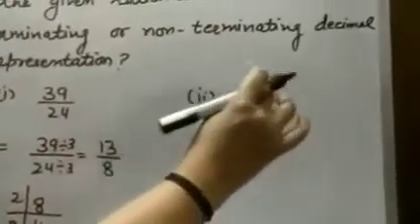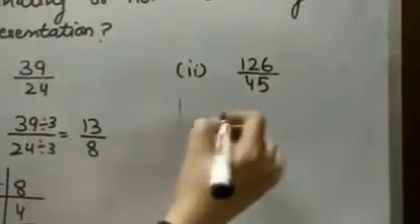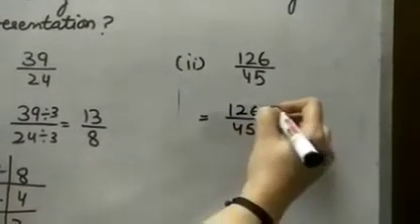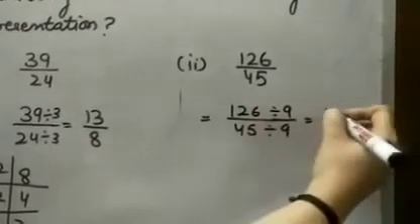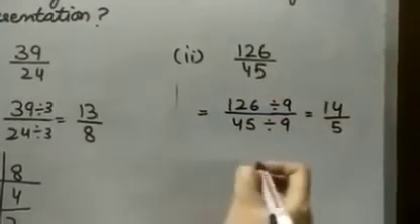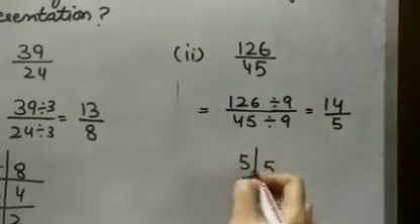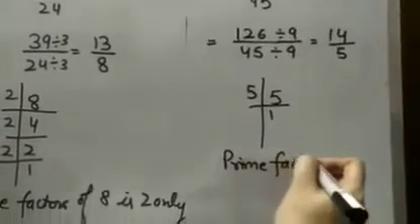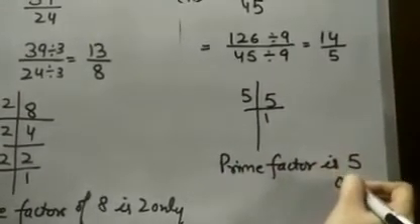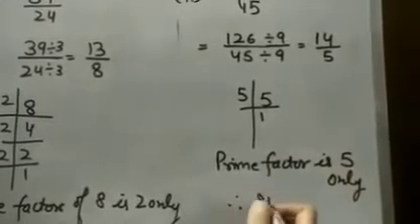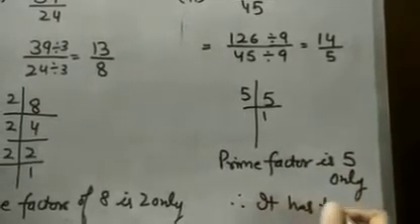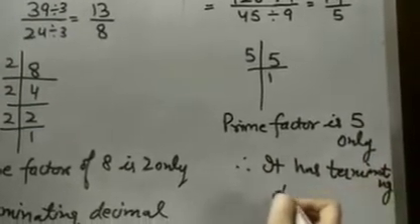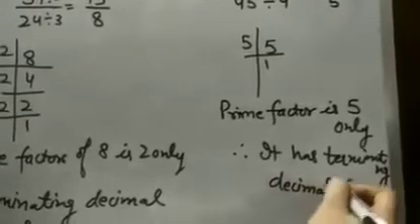First, ensure that the number is in standard form. They both are divisible by 9. 14 by 5. Now, find out the prime factorization of the denominator. Only 5 is there. The prime factor is 5 only. Therefore, again it has terminating decimal form.